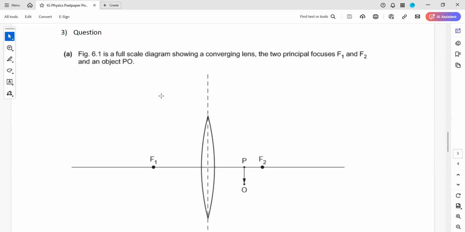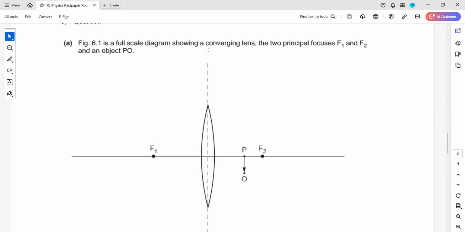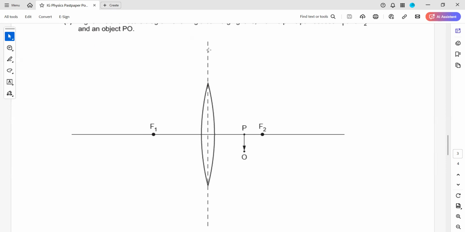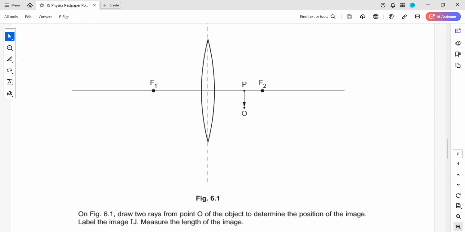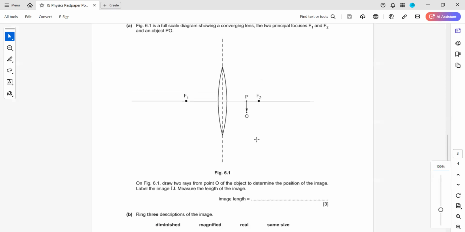Another similar question. Figure 6.1 shows a full-scale diagram of a converging lens and the two focuses. On the figure, draw two rays to determine the position of the image. First, a parallel ray: from where will it pass through? It will pass through the focus. One through the center: it will pass straight.